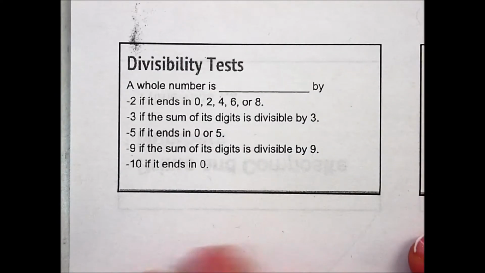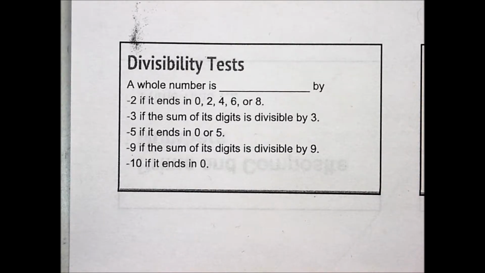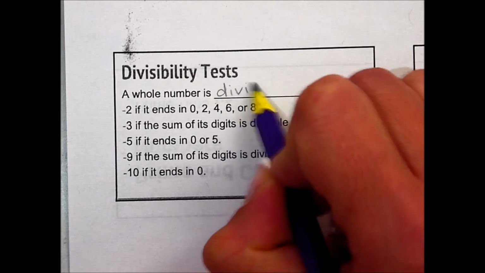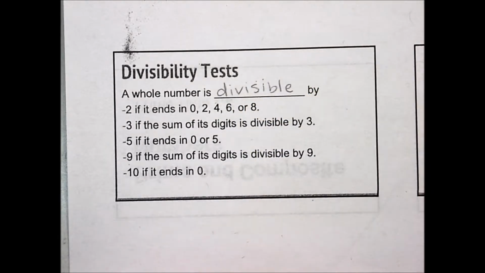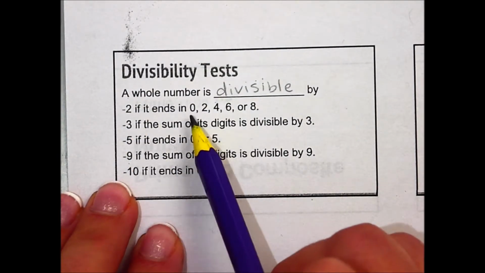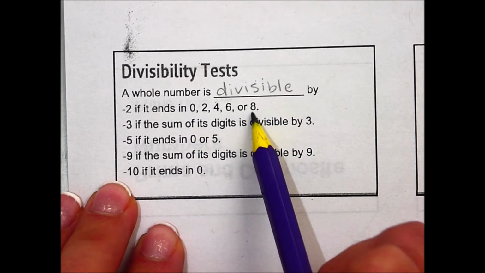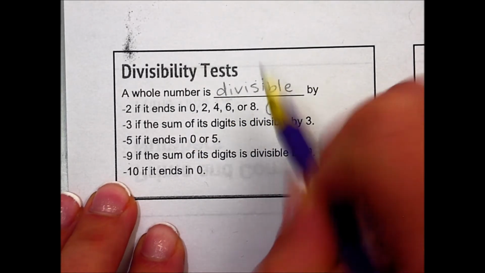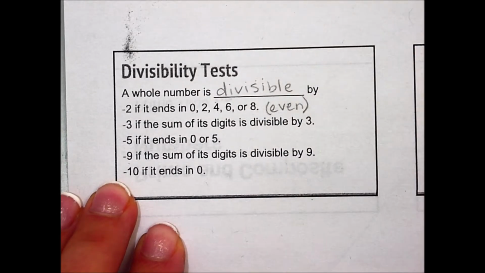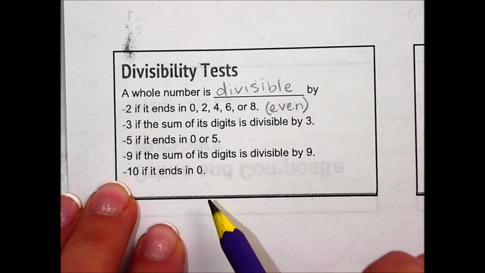Let's also take a look at some divisibility tests. A whole number is divisible by certain numbers. If we follow these rules, we can remember how to find the divisibility. A number is divisible by 2 if it ends with 0, 2, 4, 6, or 8. Another way to think about this is, is the number even? If the number is even, it's divisible by 2.